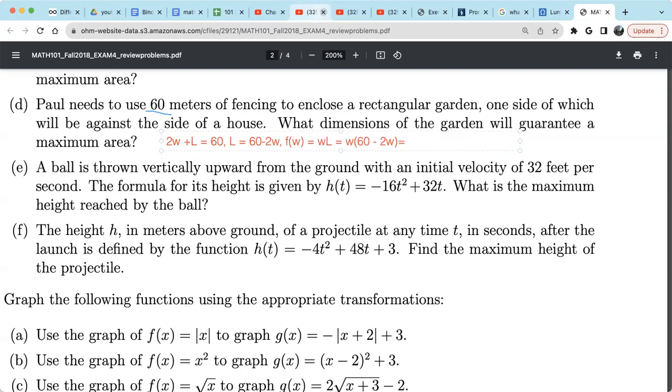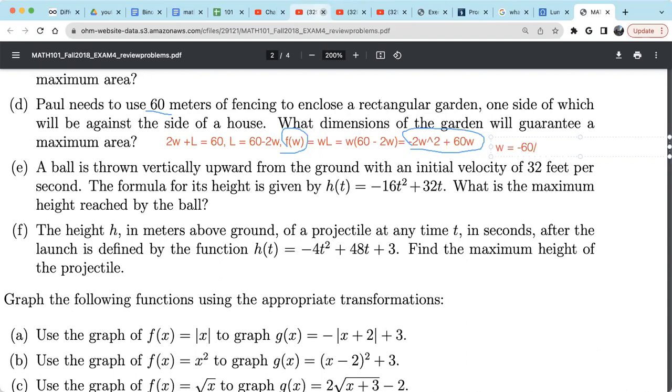Then I distribute W, negative 2W squared plus 60W. So that's my function. F of W equals negative 2W squared plus 60W, which is a downward parabola. So the maximum will be the vertex. So W equals negative b, which is negative 60, divided by 2a.